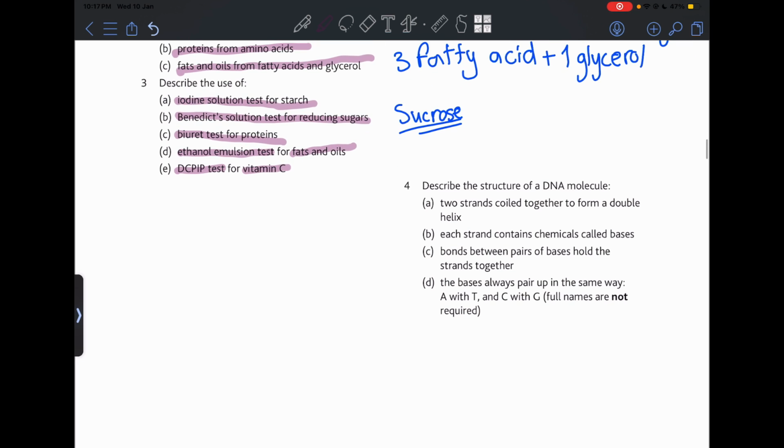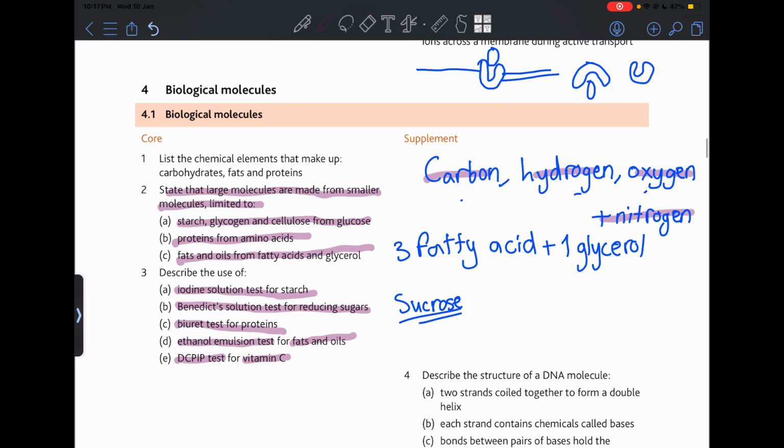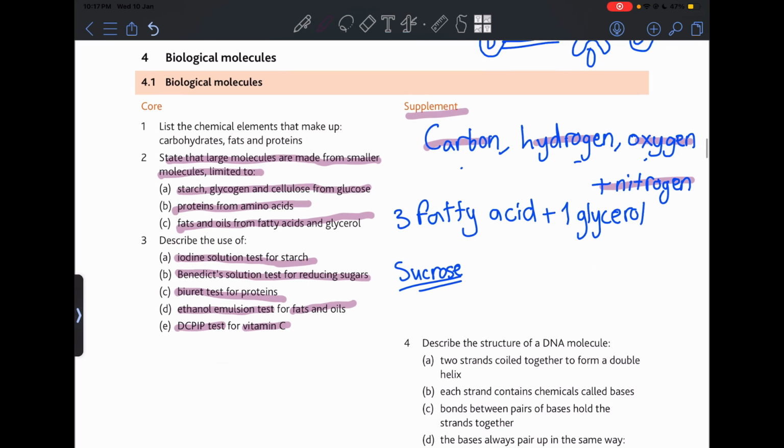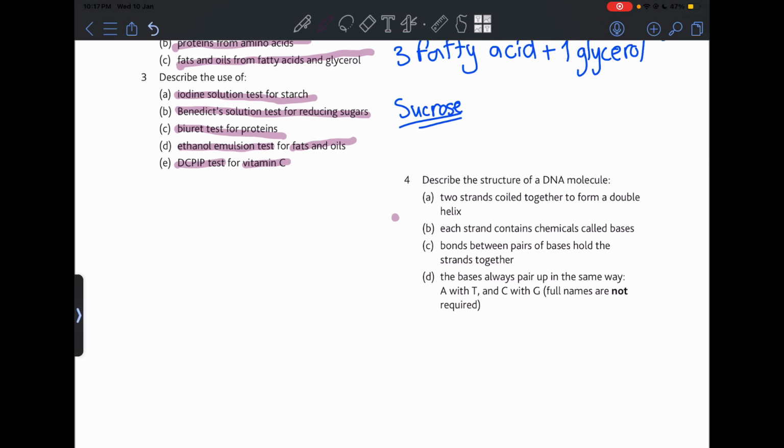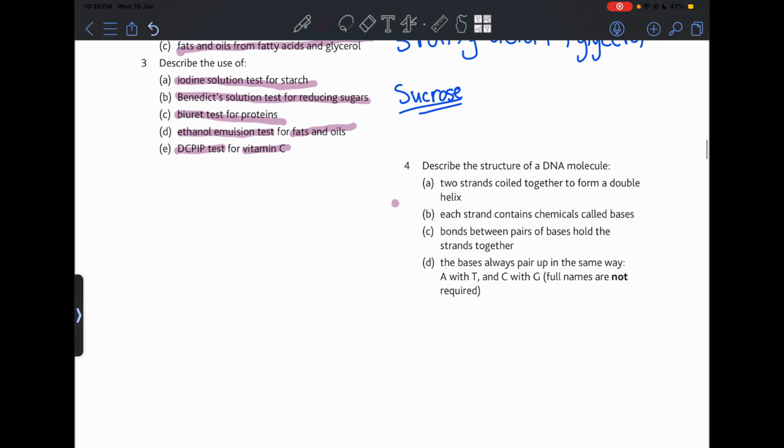Now, number four, this is actually only for the extended students. If you're a core student, you don't have to know this part. It says you have to know the structure of a DNA molecule. Actually, this is a memorization question. It sometimes just comes in the exam. It just says describe the structure of a DNA molecule. You have to know that the DNA is made up of two strands coiled together to form a double helix, and each strand contains chemicals called bases. And the bonds between pairs of the bases hold the strands together.